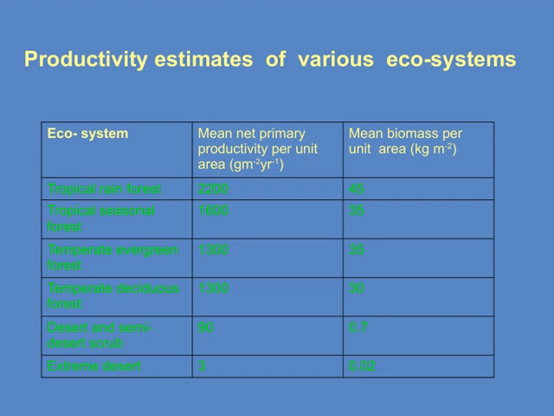Extreme deserts are even less productive, with just about 3 grams per year and a biomass of only 0.02 kilograms. This comparison highlights how climate and environmental conditions drastically influence the productivity and biomass of different ecosystems. It also emphasizes the importance of these ecosystems in global carbon cycling and climate regulation, tying back into our overall theme of ecological balance and sustainability.